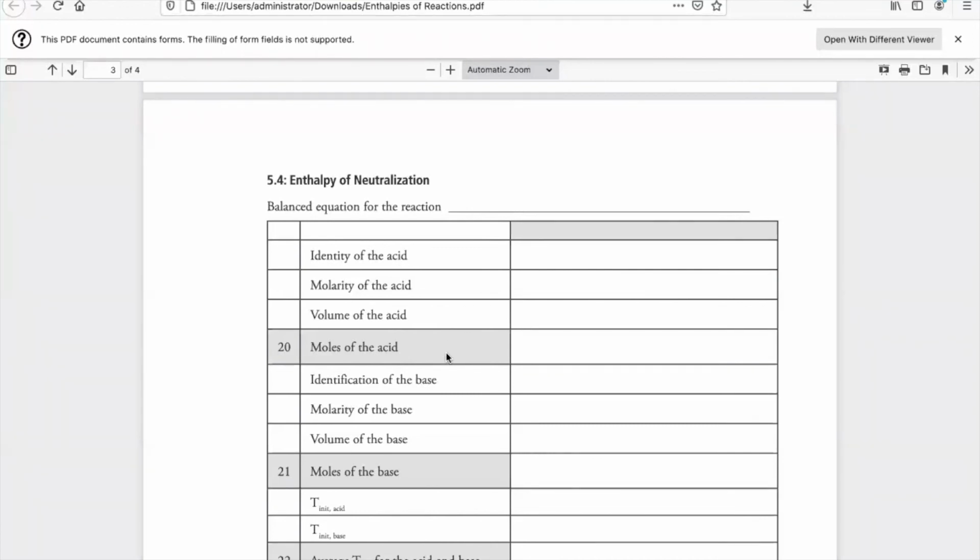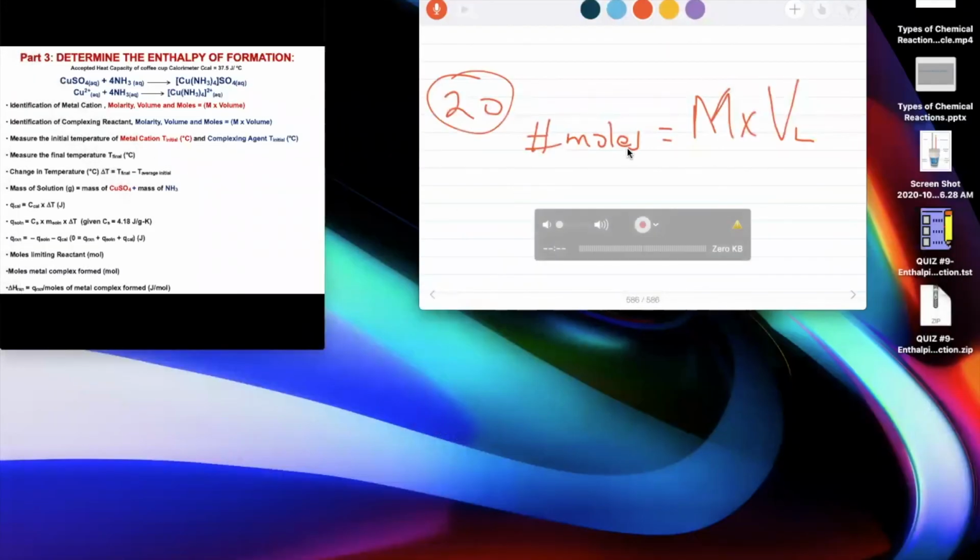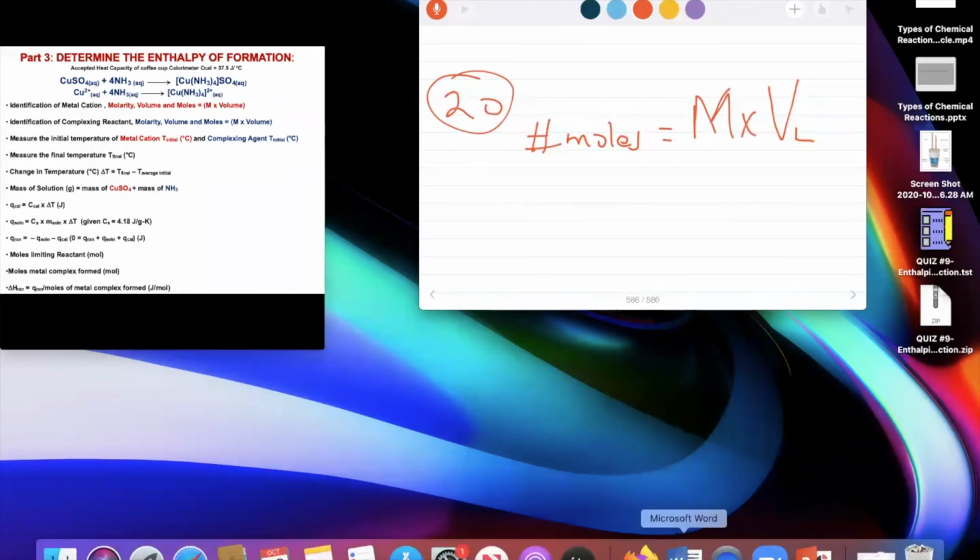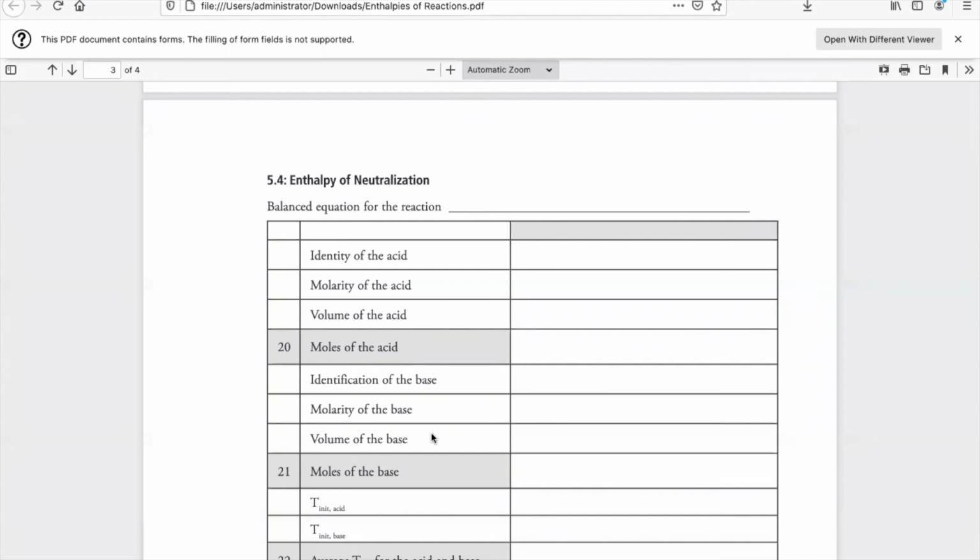Number 20 here, you will use the molarity equation. Number of moles will be given by molarity times volume in liters. Remember, this is not the total volume. It is just the volume of the acid. When they say moles of acid, it is talking about the acid. So here is the equation. Number of moles is given by the molarity times the volume in liters of the acid. You'll be given the molarity. Identify the base, you know that. You'll be given also the molarity of the base, and it's the same thing.